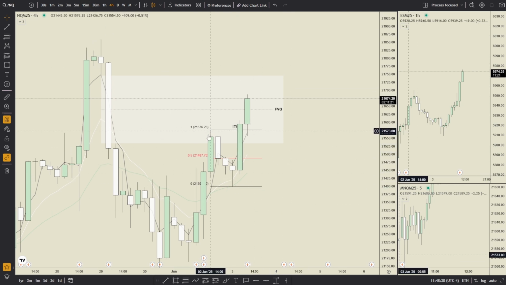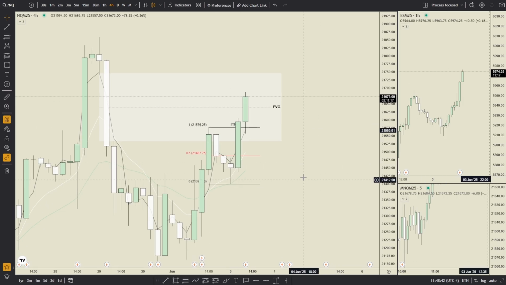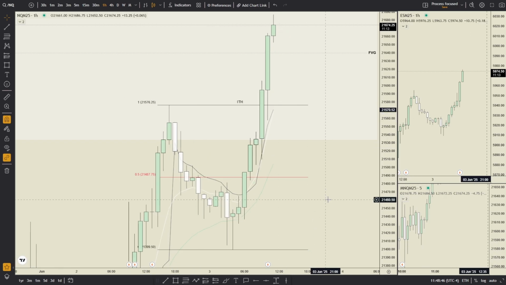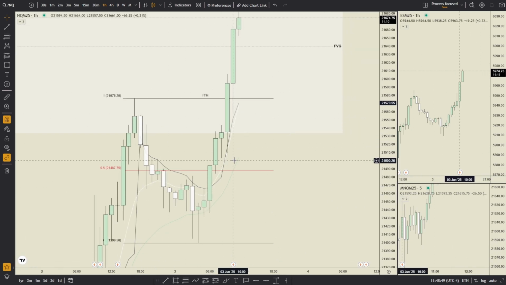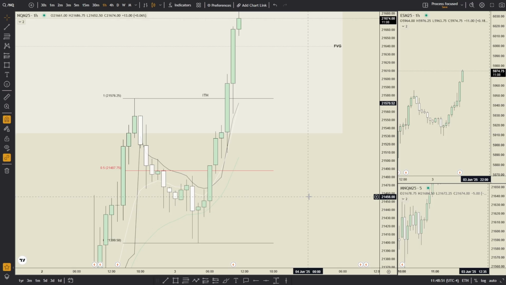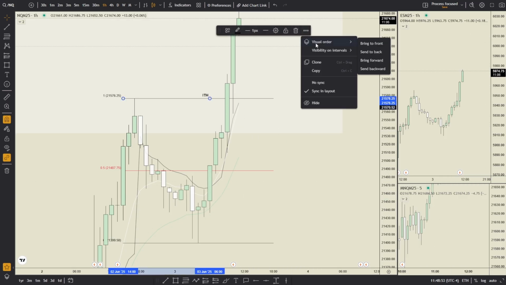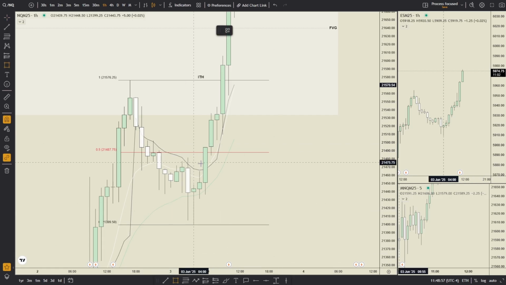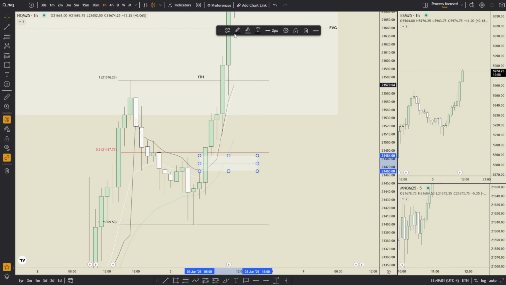And obviously this is an external draw. This intermediate term high is our external range liquidity. So after seeing that external range liquidity get swept, I was looking for a run on internal range liquidity. Now, seeing how we're trading in the top portion of equilibrium, meaning we're in premium of the range, I wanted to see a run back down to discount to fill a discounted internal range liquidity, which was this hourly fair value gap right here.